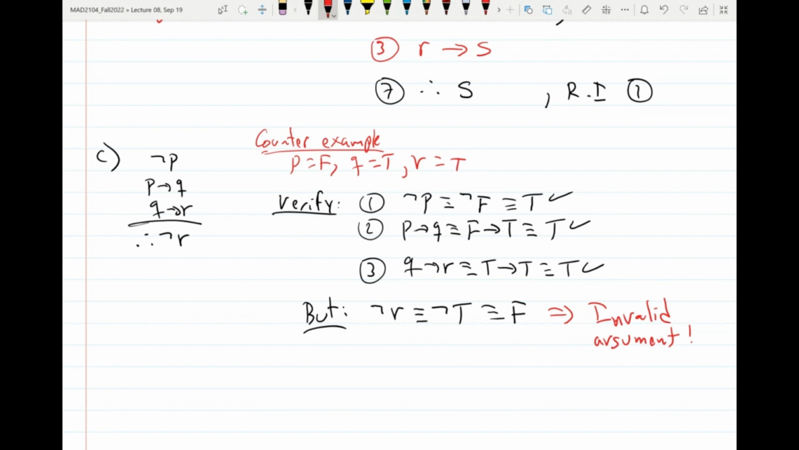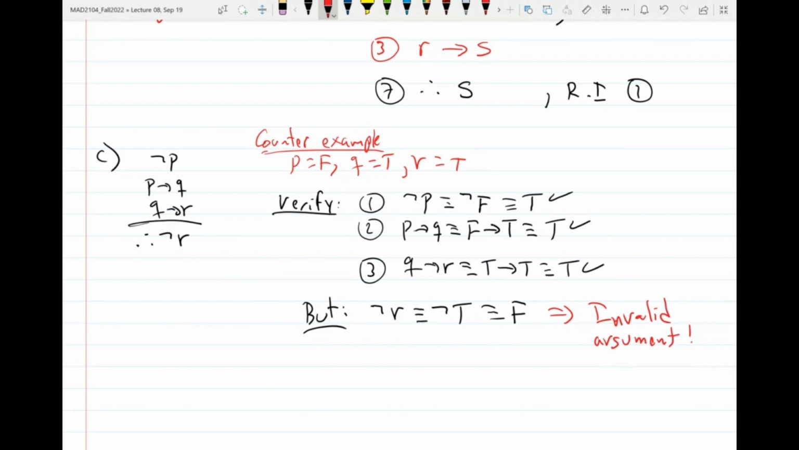Because P is false, this implication is true regardless of Q, right? Remember, when the beginning is false, the implication is automatically true. You just have to make sure that whatever Q you pick makes this work. And if I pick Q equals false, that also makes this implication true. What's key here is that you have to make R true, because when R is true, then negation of R is false.